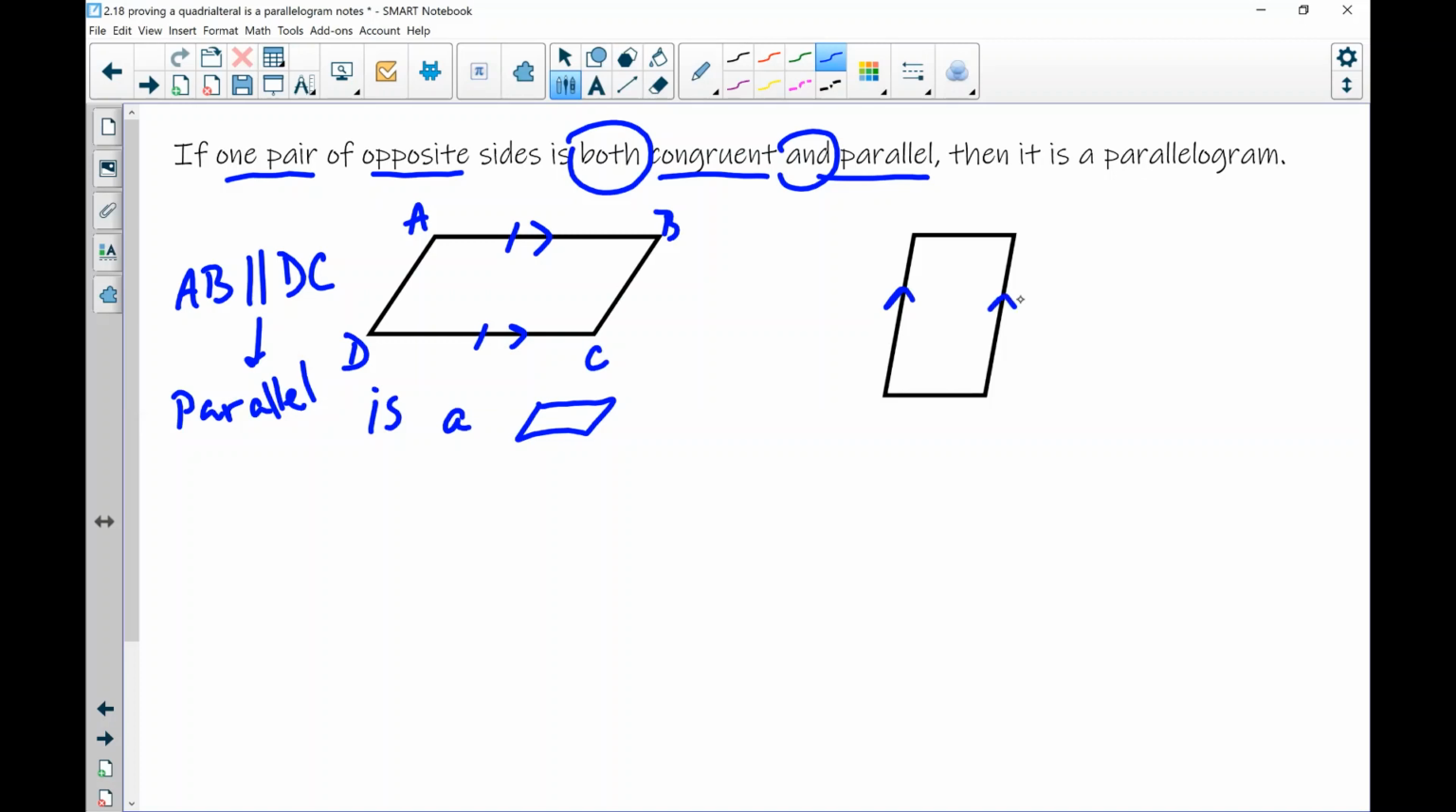Now on the other one, let's say they show that this pair of sides is parallel, and then they show my other pair of sides is congruent. Are they showing one pair of sides is both parallel and congruent? No, they're not. So this one, you could not prove that it is a parallelogram. Again, it still could be, but based on the information they've given us, we can't say for sure.